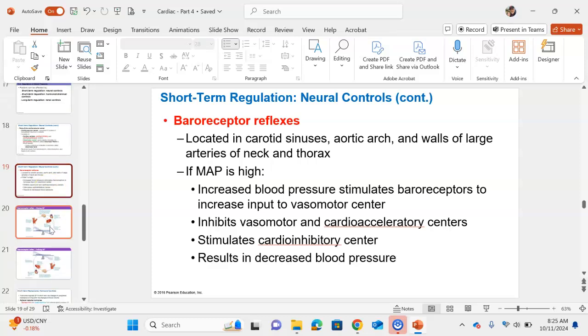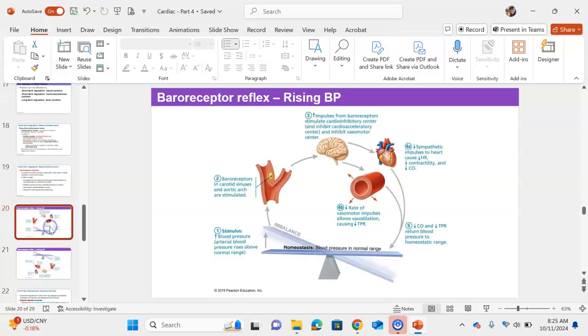So we're going to look at two different baroreceptor reflexes. This one right here is the baroreceptor reflex for rising blood pressure. All right, so here is our stimulus. Blood pressure goes up, and don't focus on, oh, Rogers, how did it go up? It's completely irrelevant. For us, all we need to know is that the blood pressure went up for some reason. Now the baroreceptors are going to be excited, they're going to be stimulated, and they're going to send impulses to the brain.